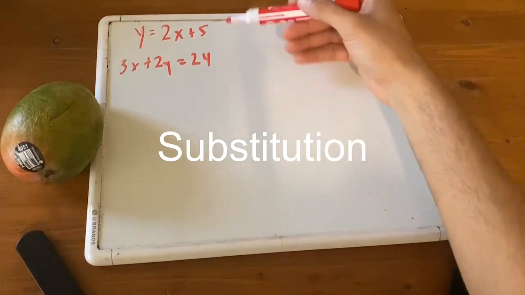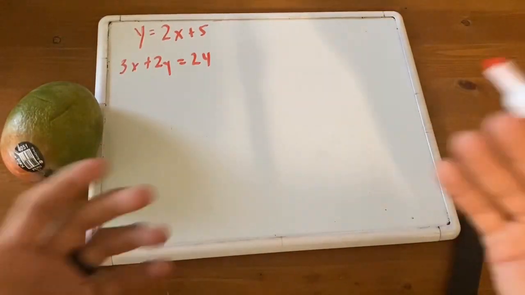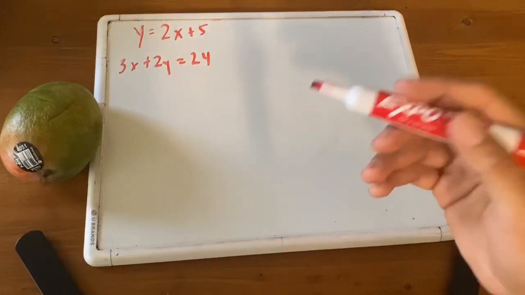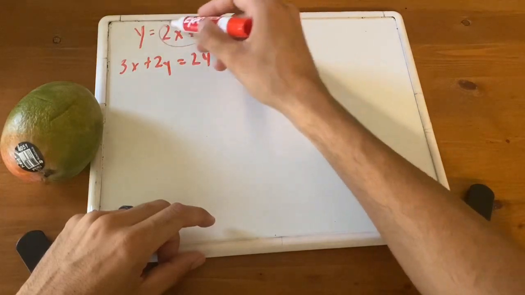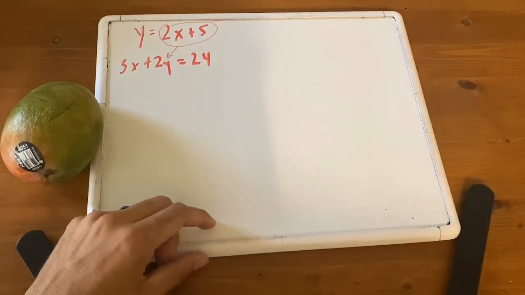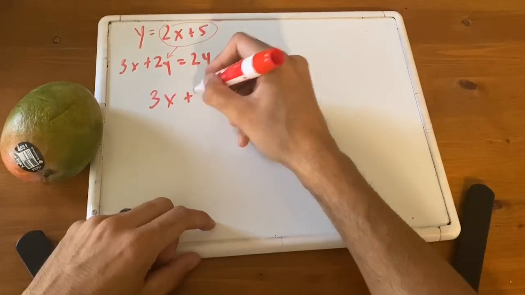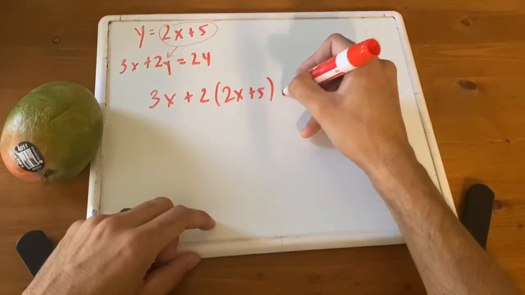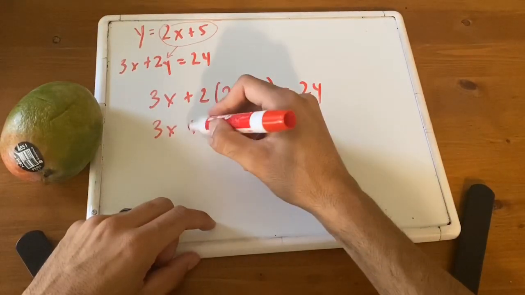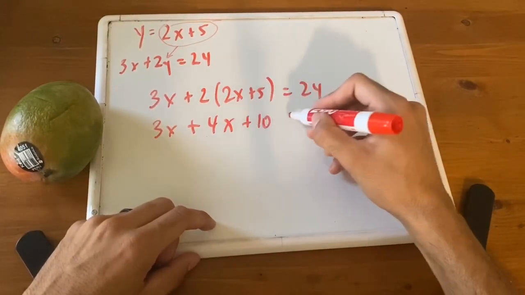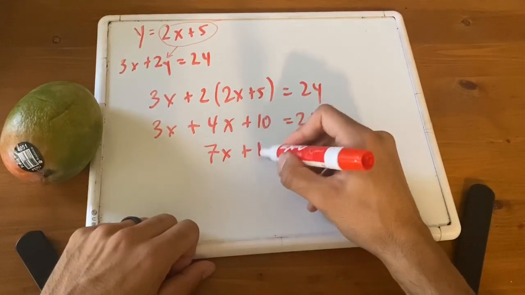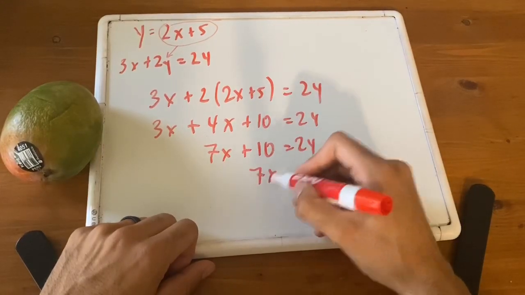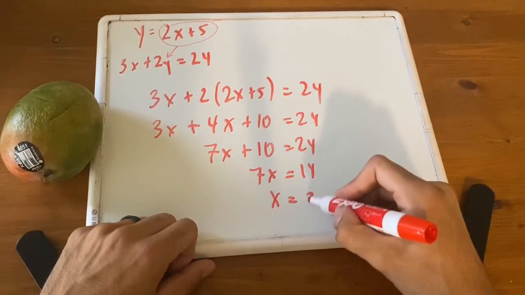Let's investigate the other two methods. The second method is called substitution. Again, I have two equations here and it's our job to find out the relationship between them. By substitution, if you notice, I have 2x plus 5 is equal to that entire y value, meaning that I can substitute that 2x plus 5 for the y value in the second equation. Doing that will give me 3x plus 2 times that 2x plus 5 is equal to 24. I distribute the 2 to get 4x plus 10 is equal to 24. I can now combine the 3x and the 4x to get 7x plus 10 is equal to 24. Subtracting the 10 to the other side gives me 7x is equal to 14, meaning that x is equal to 2.